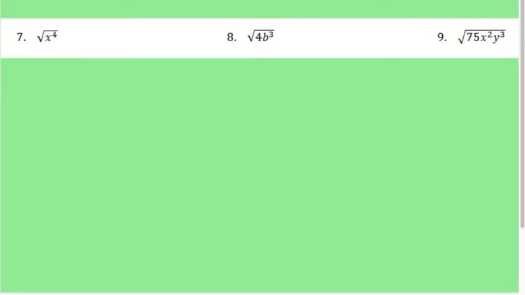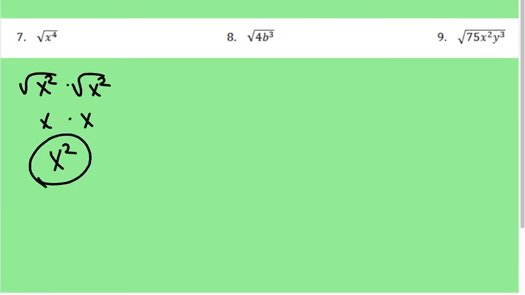So anytime there's a variable, here's where it's important to recognize what I'm doing. X to the fourth can be split up into x squared and x squared. Square root of x squared is just x, square root of x squared is just x. I'm multiplying, so together that gives me x squared.